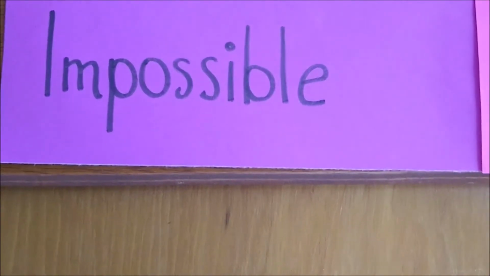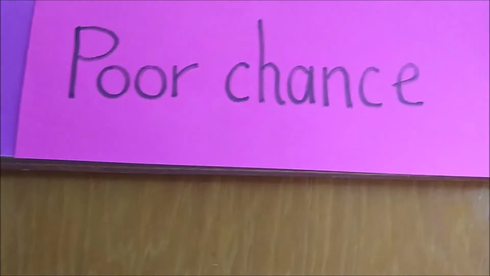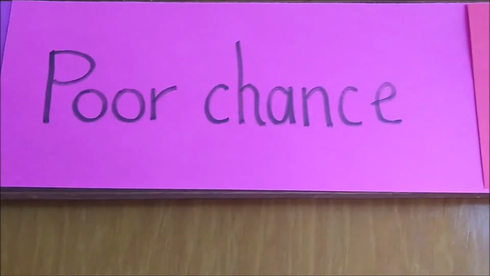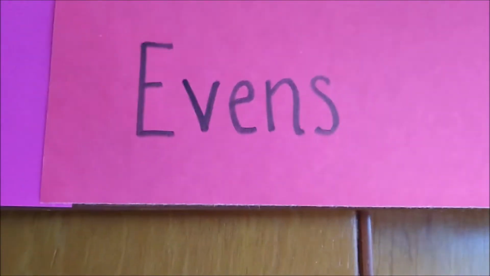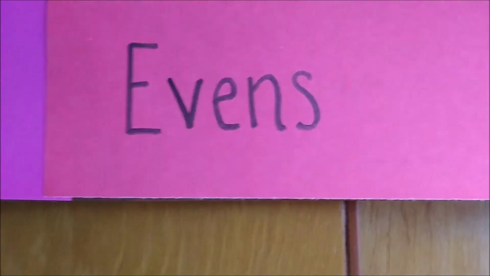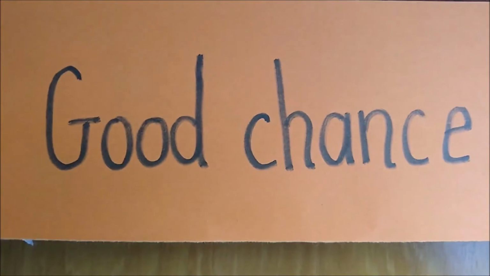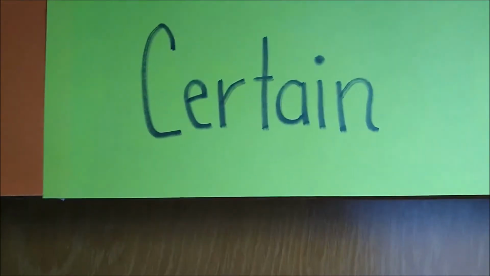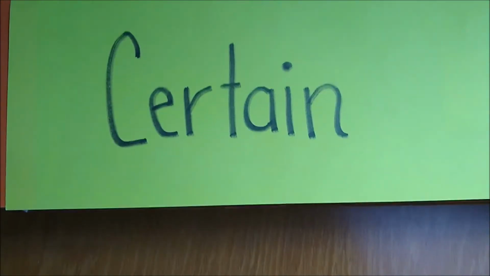Wow! An event could be impossible to occur. An event could have a poor chance to occur. It could be events that are half and half, or 50-50. An event has a good chance to occur, and some others are certain.